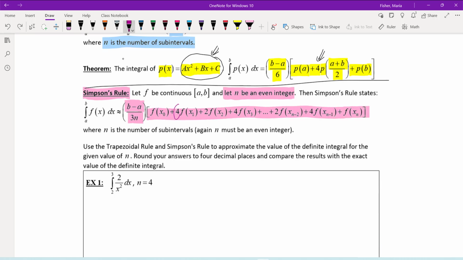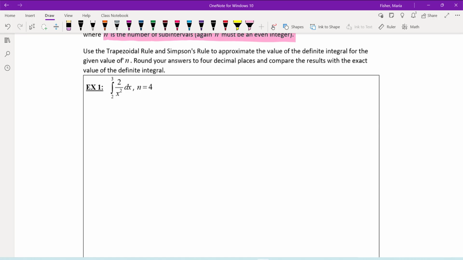Simpson's rule alternates between 4 and 2 inside of the formula because it's using those best fit quadratics to approximate the area under the curve. Again, this is where n is going to equal the number of subintervals, and for Simpson's rule, you must have an even number of subintervals. So let's look at the following examples.